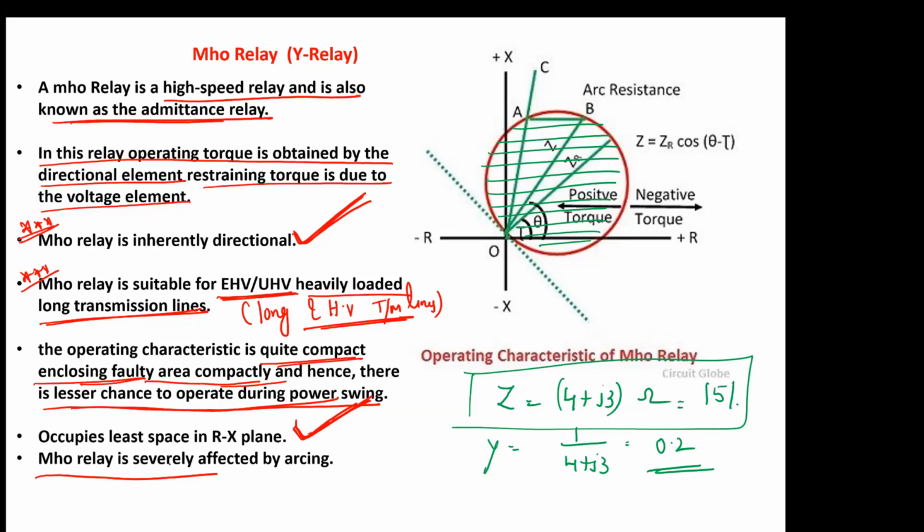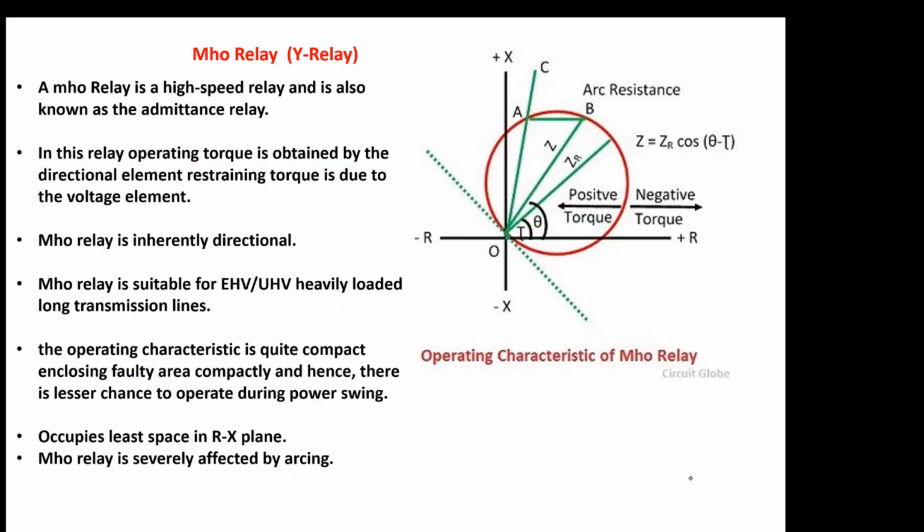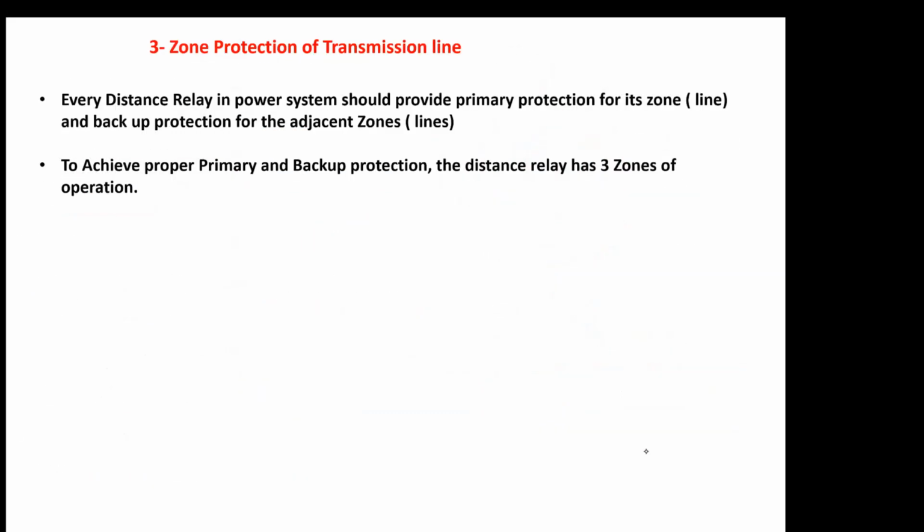And Mho relay is severely affected by arcing. So where there are more arcings, you should never use the Mho relay, because arc resistance is very small. There is a chance that it may fall in the operating region of Mho relay. So it will cause nuisance tripping. Okay. Remember the salient points which are important.